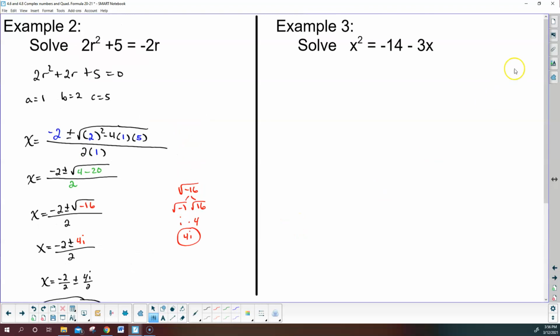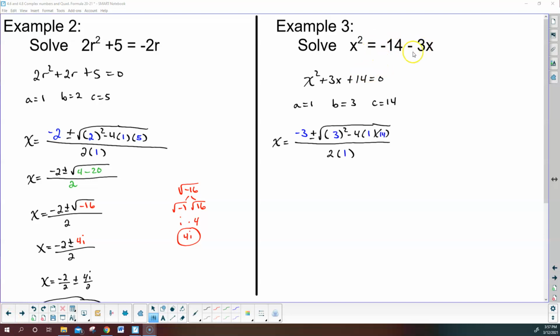All right, last one. I'm going to pause and do some of the work, and you guys can follow. First thing I did was I added 3x over to the other side and added 14. So here's my standard form. And I did that so I can find a. Remember, a is always the number in front. There's a 1 here, that's 1 for the a, 3 is b, and 14 is c. Plugged them in. Now we're going to simplify.